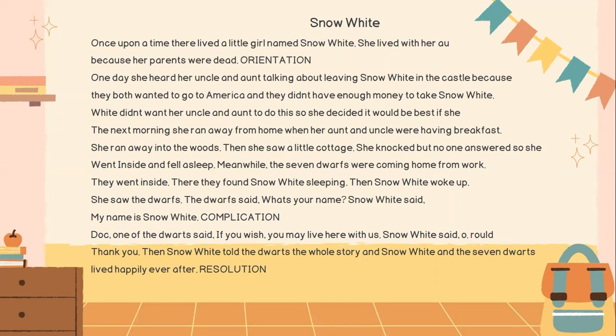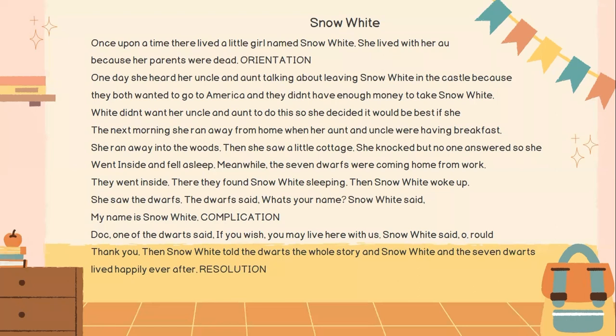Okay, so this is one of the fiction stories. The title is Snow White. This is an example of narrative text with the generic structure explanation. The first paragraph is orientation. Once upon a time, there lived a little girl named Snow White.